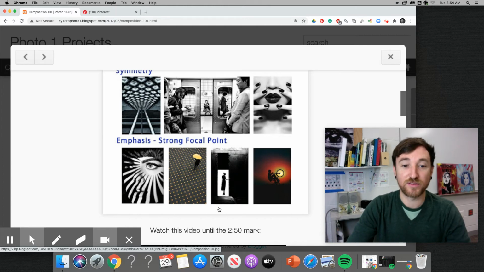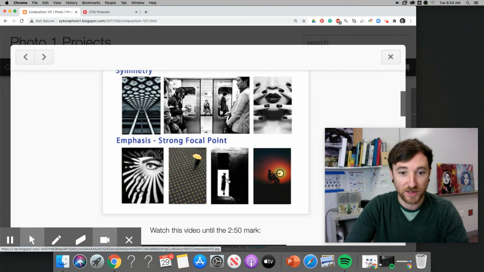We have rule of thirds. We have a frame within a frame. We have white around black, so we have a lot of contrast. So all of those things are drawing us into this focal point to create a very strong focal point, right?